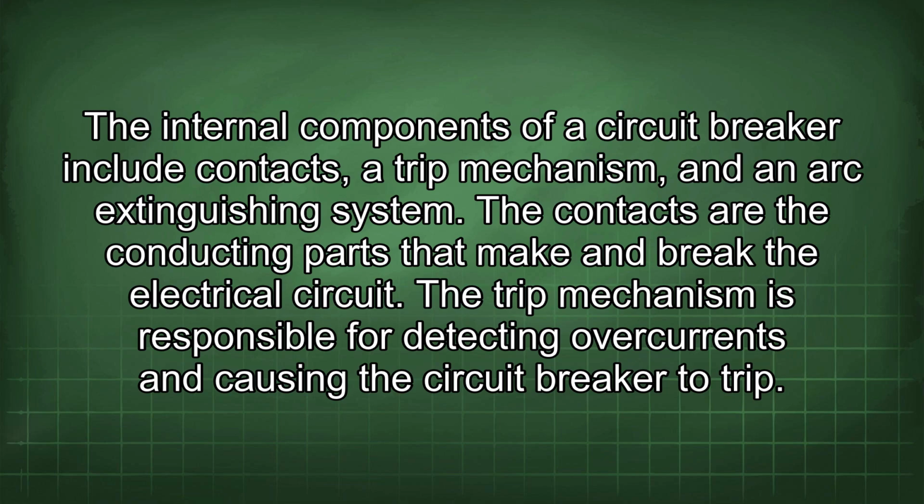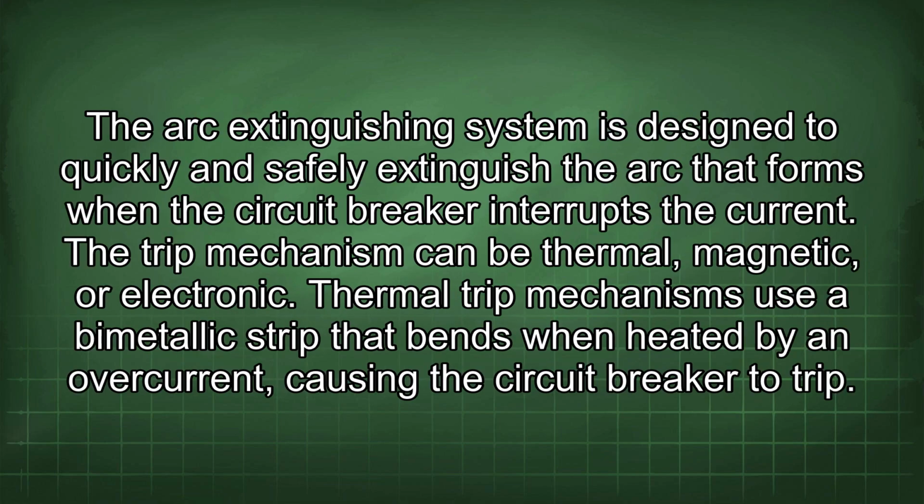The internal components of a circuit breaker include contacts, a trip mechanism, and an arc extinguishing system. The contacts are the conducting parts that make and break the electrical circuit. The trip mechanism is responsible for detecting overcurrents and causing the circuit breaker to trip. The arc extinguishing system is designed to quickly and safely extinguish the arc that forms when a circuit breaker interrupts the current. The trip mechanism can be thermal, magnetic, or electronic.